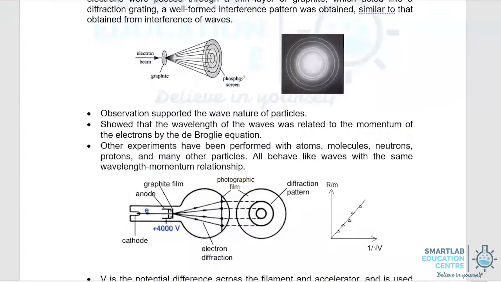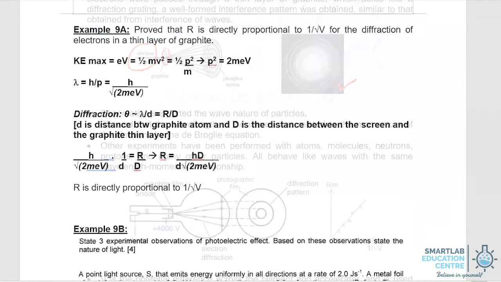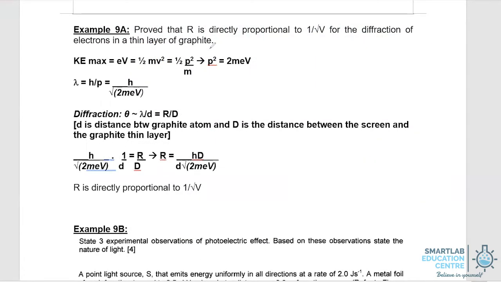This is an experiment that is used to demonstrate that electrons behave as a wave. Electrons are accelerated and passed through a thin layer of graphite. In the process, you get a diffraction pattern as observed here. Let's take a look at the mathematical expression.